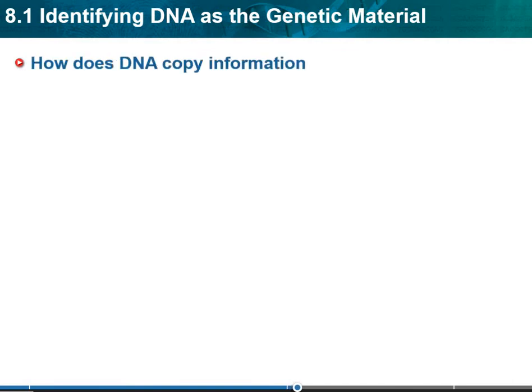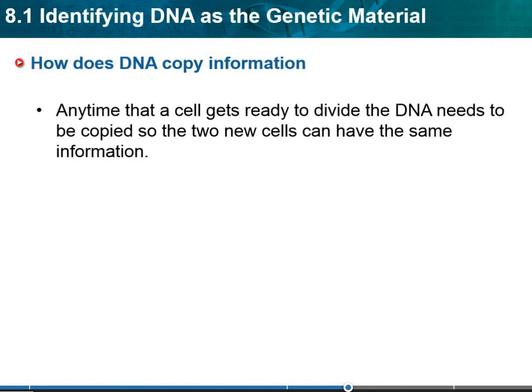The next one: how does DNA copy information? Anytime the cell gets ready to divide, the DNA needs to be copied so that the 2 new cells can have the same information. Once again, use that example of a textbook. Each and every one of you has either a digital copy of the textbook or an actual physical copy, and I don't have to worry about whether you have the same information in this book compared to this book. I know all the information is going to be the same, so it was copied and passed on to you.